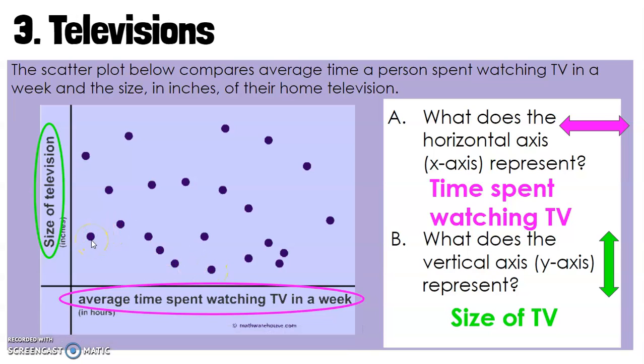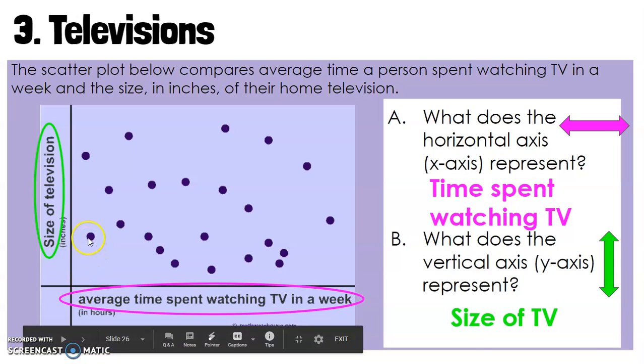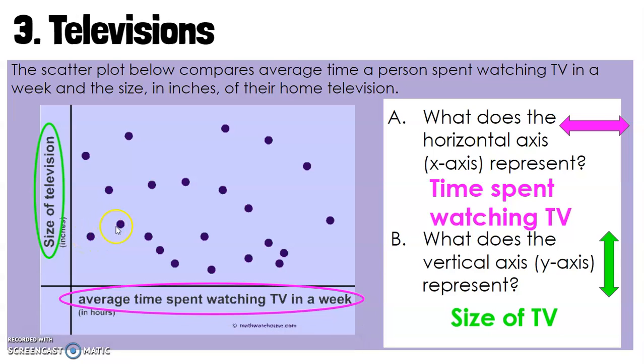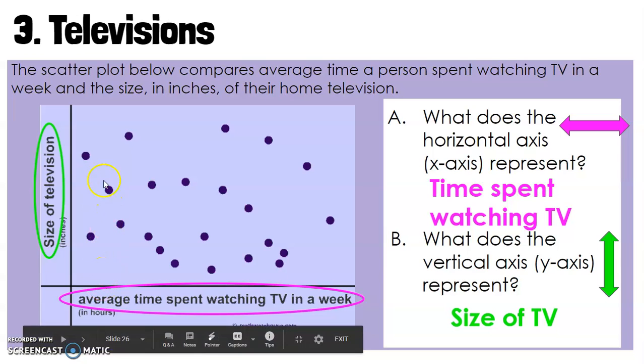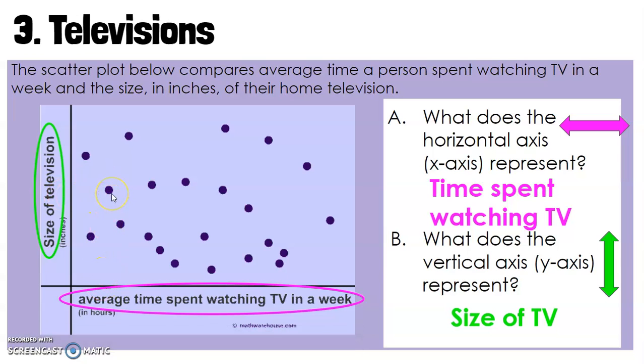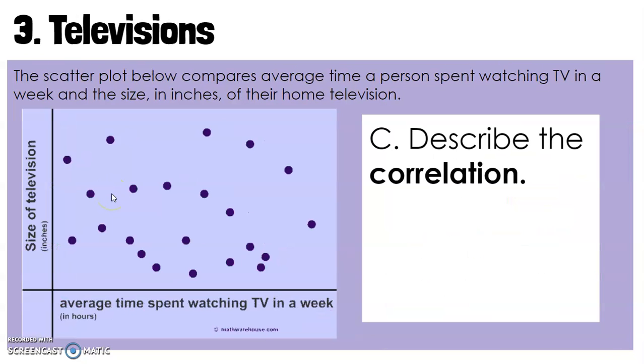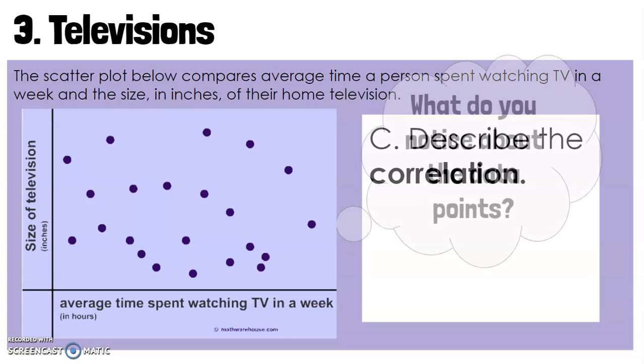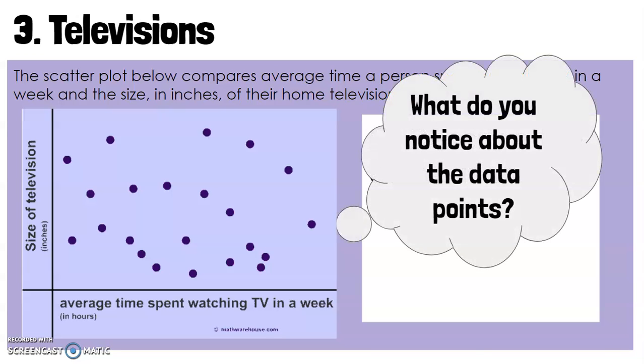It tells me about one particular person, how much they spent watching TV that week, and then the size of their television. Okay. Each dot is a different person having a different answer for how much TV they're watching and the size of their television. So let's describe the correlation. What do you notice about these data points?